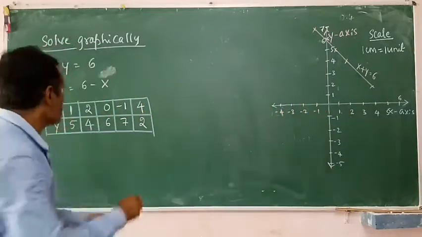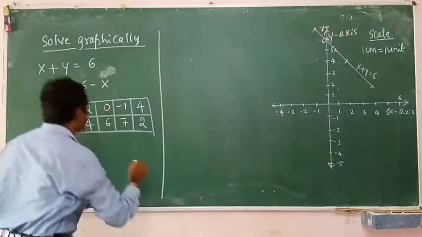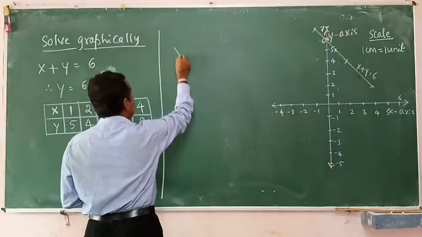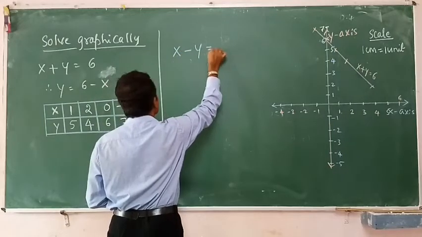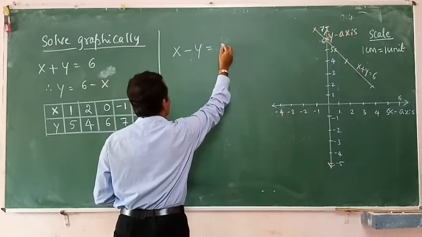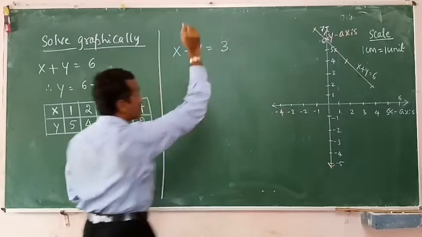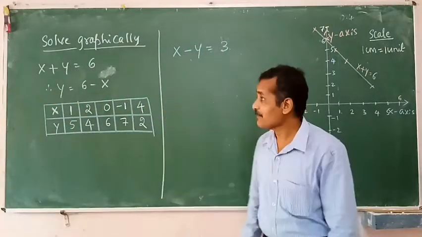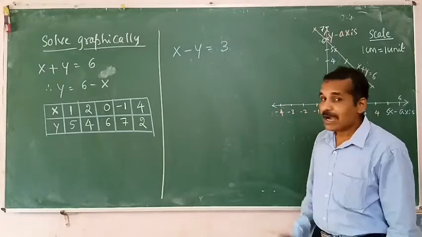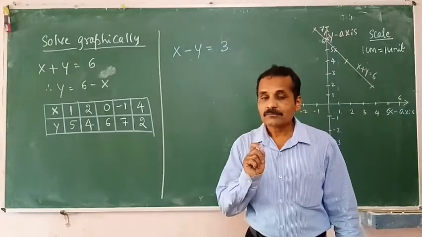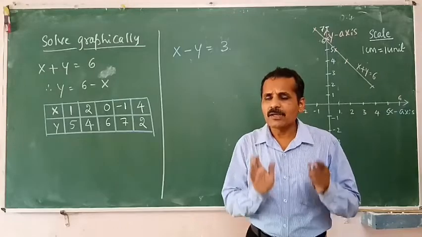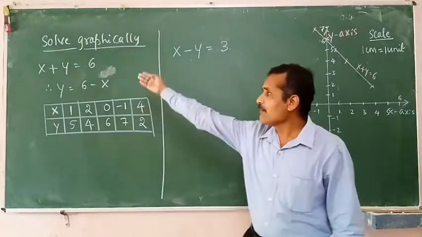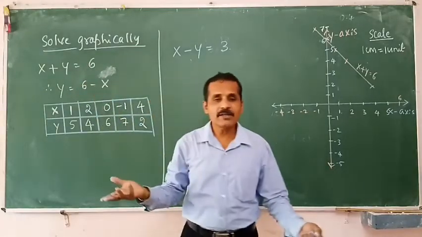Let me go for one more problem. I will sort of draw it here only. I will take the problem like this. X minus y is equal to 3. Now listen to me, students. What happens? I have told you, always prefer y in the LHS. This was my statement earlier. And I managed here y in the LHS.